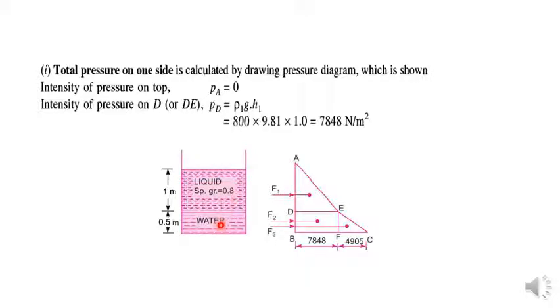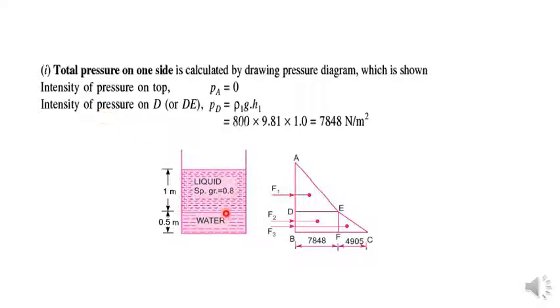But if different liquids are going to be filled within a container or within a tank, then the pressure diagram will give you different slopes of the lines, because it depends upon the specific gravity. So if you start from point A at the top, as H is equal to 0, the intensity of the pressure on the top of the tank will be equal to 0. So at point A, your pressure will be 0. That represents the surface of your liquid with specific gravity 0.8.